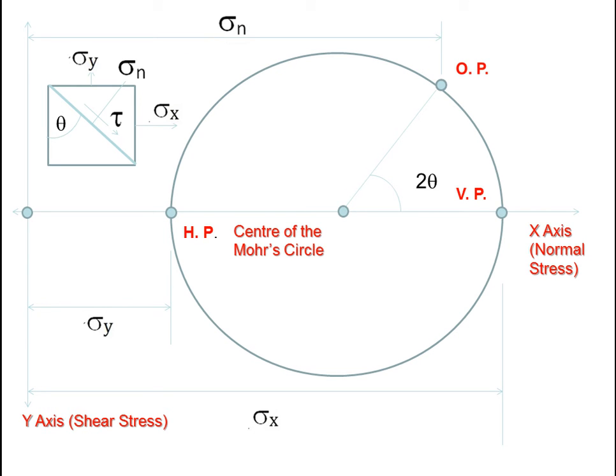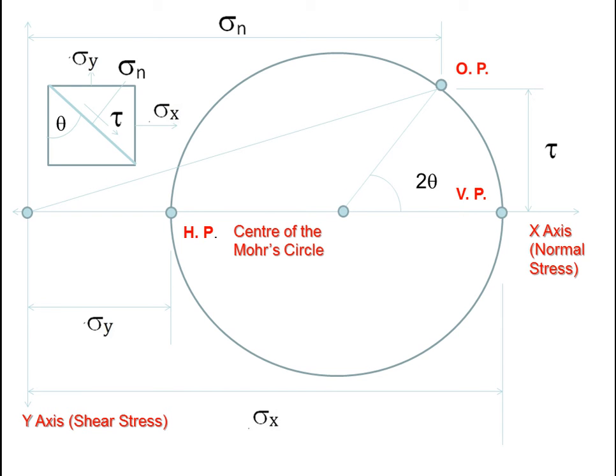This is called sigma n. So after getting this scale value, we will multiply by the suitable scale, and we will get the sigma n values. Similarly, if we measure the shear stress, that is the value on the y axis, and multiply by the suitable scale, we will get the shear stress in the oblique plane. So this is the way we will get the normal and shear stresses acting on the oblique plane.